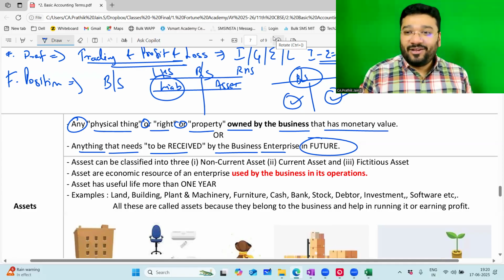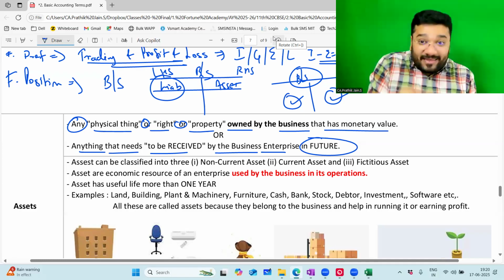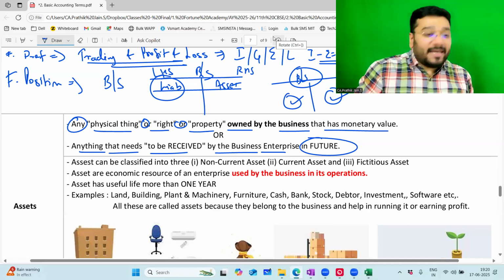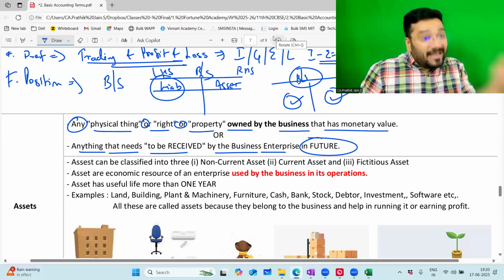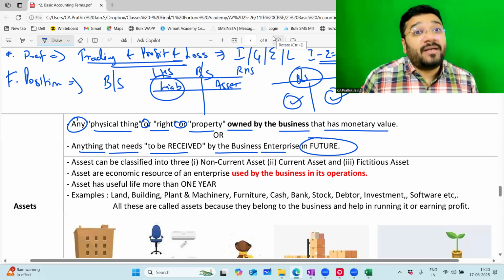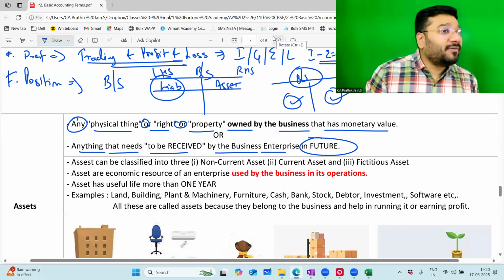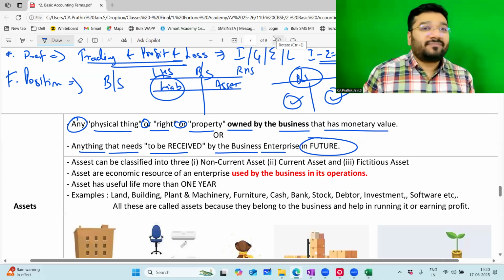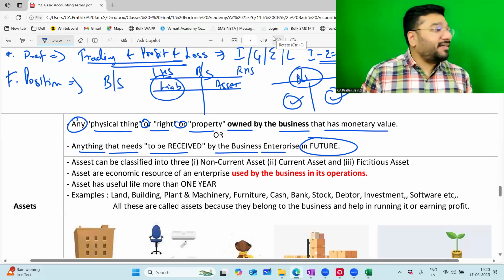Any problem? So what is asset? Anything that I have to receive in future is asset, or anything that I own in the business is asset. Land, asset or liability? Land, you own it, asset or liability? Asset. You feel powerful. Building, asset.